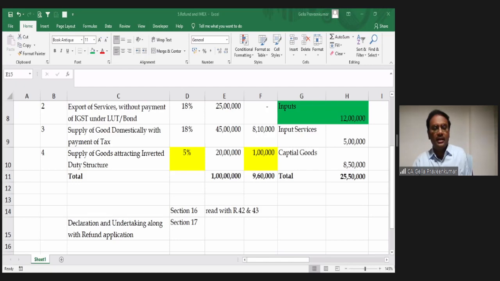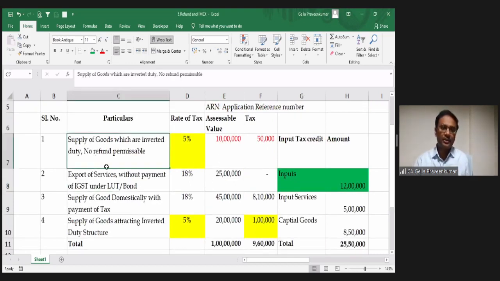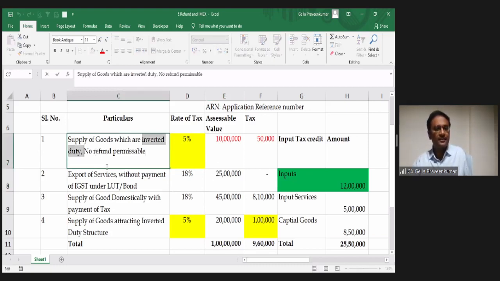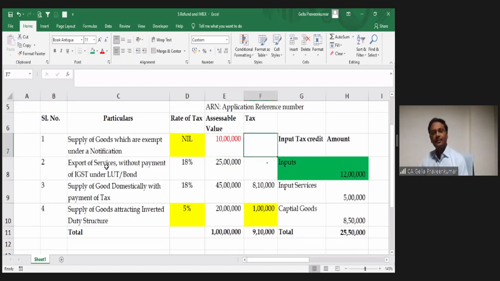Now, continuing the question which was asked by Raman, I'll change my question slightly this way. Now, assuming that there is a supply of goods which are exempt under a notification, my rate of tax is nil. I repeat, my rate of tax is nil. I have a part of turnover where my rate of tax is nil. Why? By virtue of exemption. When I look into my tariff notification, the rate of tax itself is shown as nil. Now, the moment I say it is nil rated supply, it is an exempt supply.